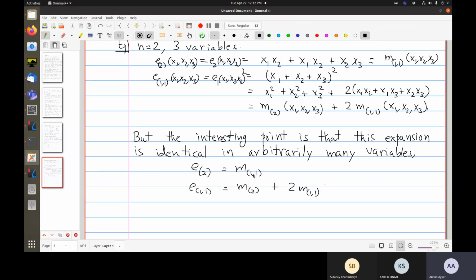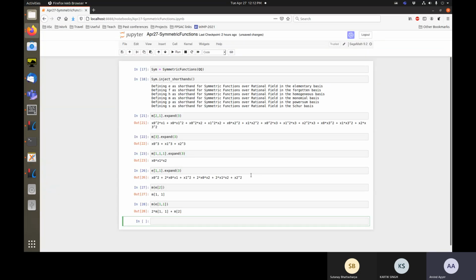Okay. Similarly, one can express E lambda, as lambda ranges over all partitions of n, in terms of M mu, where mu ranges over partitions. Okay, and this also Sage can do. So I can show you how to do that.